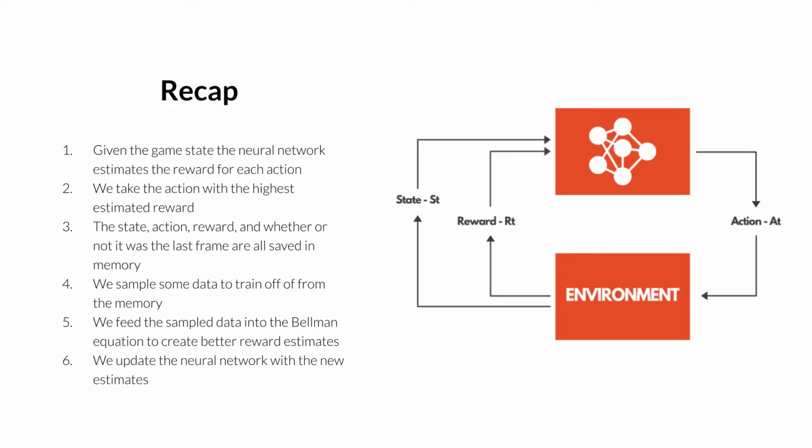So to recap, we use a neural network to estimate the reward of each action, either up, down, or do nothing, for each frame, and take the action with the highest estimated reward. We then save to memory the game state, the action we took, the reward, and whether or not it was the last frame. Then, we sample some data from this memory, which we feed into the Bellman equation for a more accurate estimate of rewards. Finally, we train our neural network to create estimates that are closer to these new rewards. And now, let the training commence.